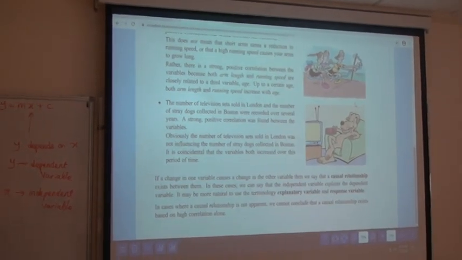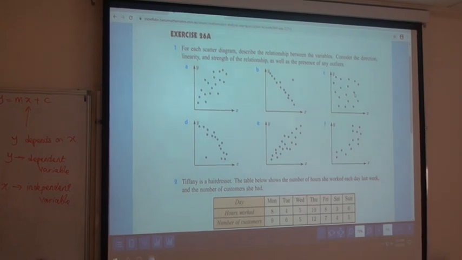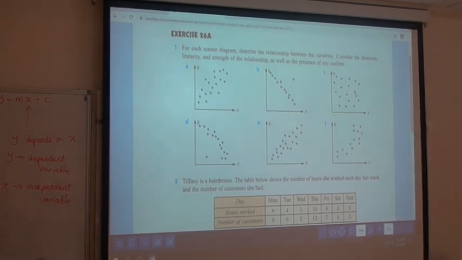Now, quickly, we're going to answer a few questions together. For each of these, describe the relationship between the two variables. Tell us about the direction, linearity, and strength of the relationship. If there's any outlier, tell us. Number A, who wants to begin?